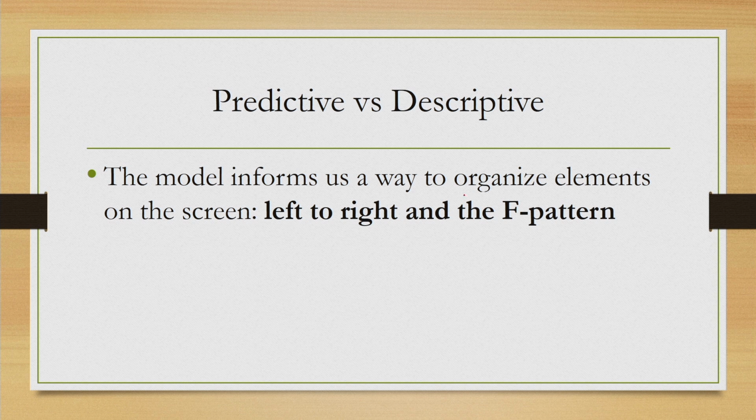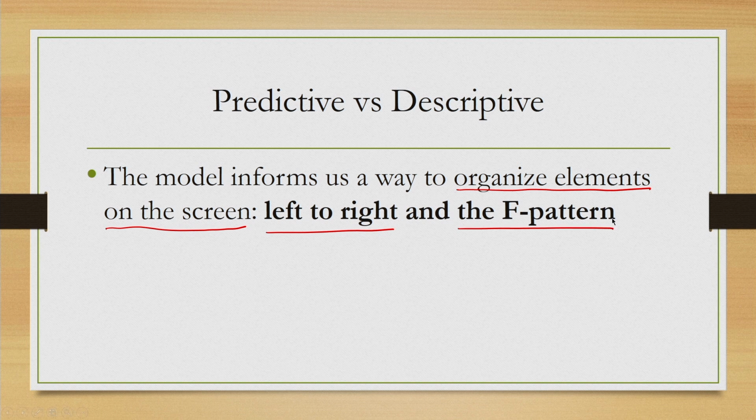It tells us specific things about the way user behaves. Now, from the knowledge of those specific ways, a designer can get some information on how to organize the elements on the screen. So, typically in a left to right manner and following the F trajectory.